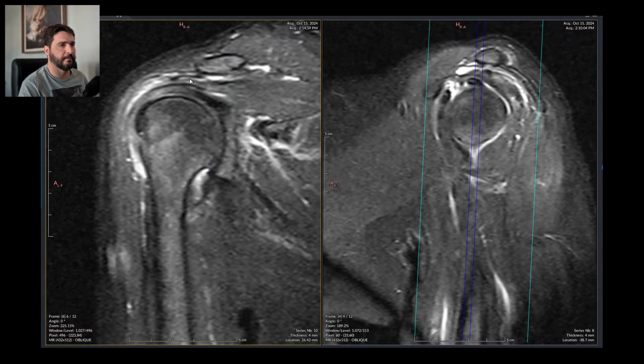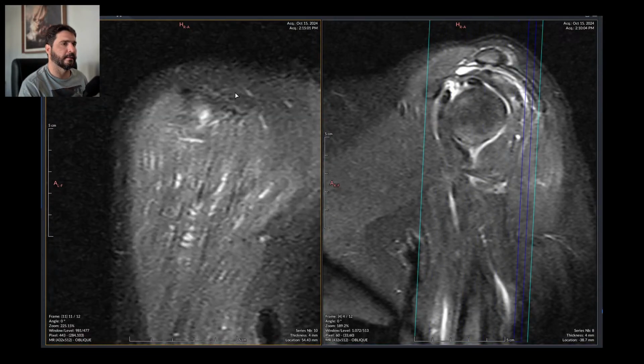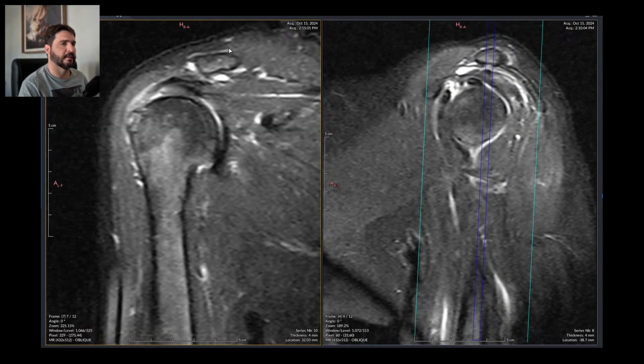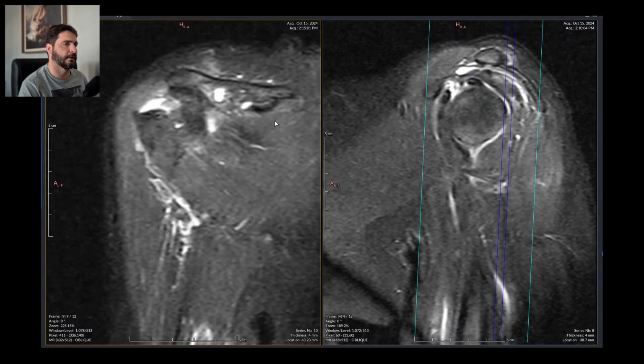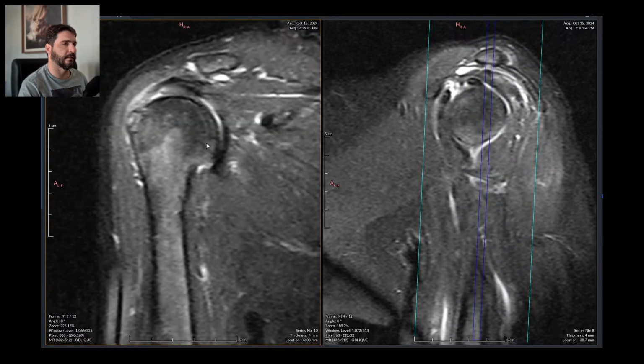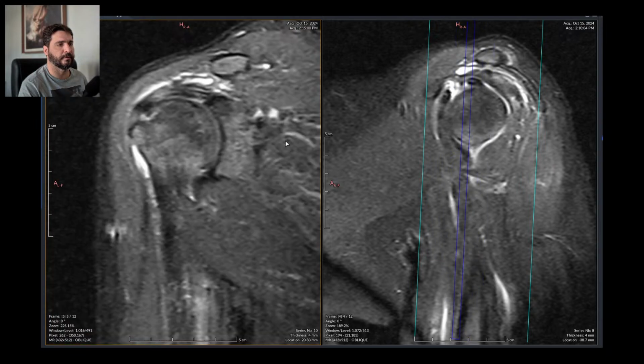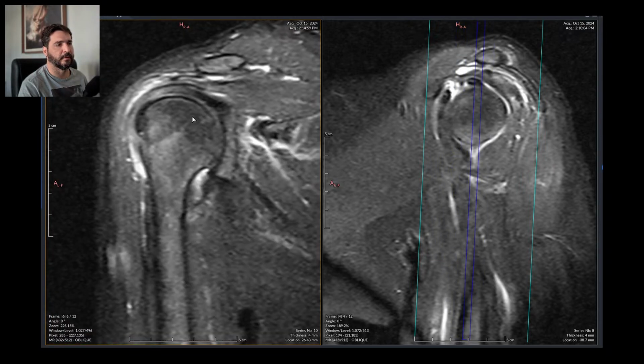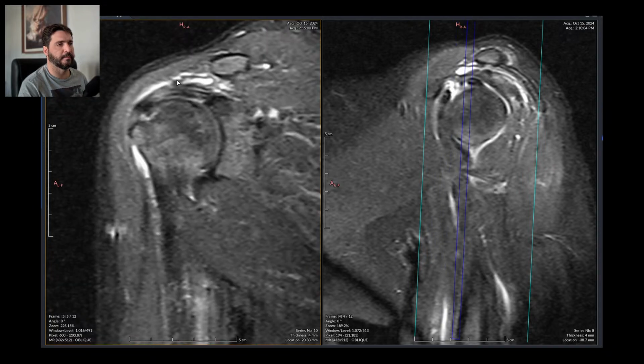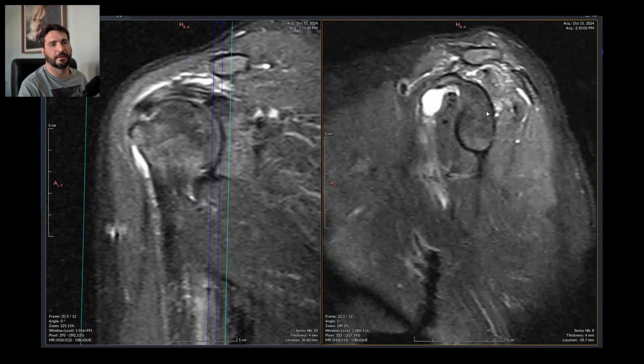So I can readily see here there is synovitis and arthrosis of the acromioclavicular joint. I can also say there is joint space narrowing right here and a bunch of small osteophytes. This is arthrosis of the glenohumeral joint. Also, there is a bunch of liquid or liquid-like structures right here.